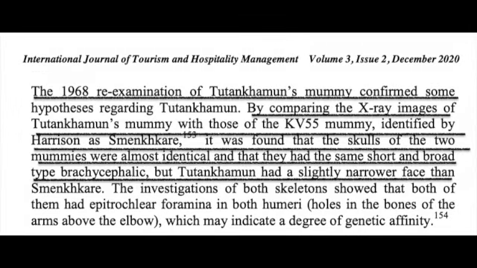So let's reinforce this with another paper. In this paper it says the 1968 re-examination of Tutankhamun's mummy confirmed some hypotheses regarding Tutankhamun by comparing the X-ray images of Tutankhamun's mummy with those of the KV55 mummy identified by Harrison as Smenkhkare. Remember, as I said before, Eugene Strouhal did not think KV55 was Akhenaten. He thought it was somebody else. Same thing with this scientist, Harrison. Continuing to read, it says it was found that the skulls of the two mummies were almost identical and that they had the same short and broad type, brachycephalic. But Tutankhamun had a slightly narrower face than Smenkhkare.